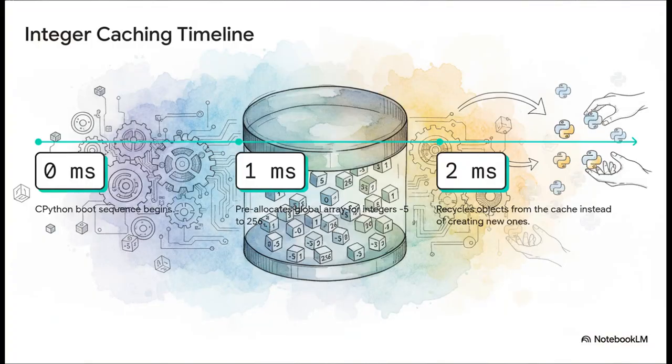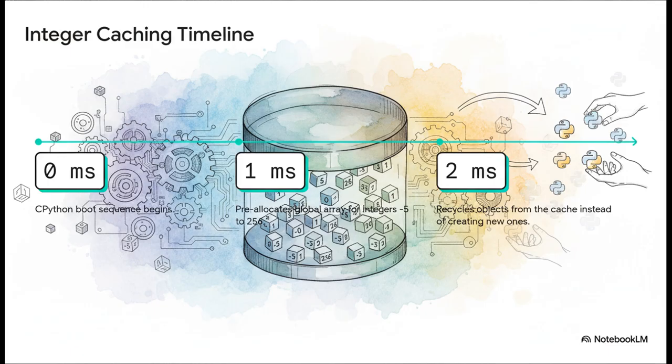To really get why this happens, we actually have to rewind the timeline to before your program even starts running. Right at t-1 millisecond, the moment CPython starts its boot sequence, it kicks off this fascinating optimization. At t0, it goes ahead and pre-allocates a massive global array specifically for small integers. And the range? Exactly -5 up to 256.